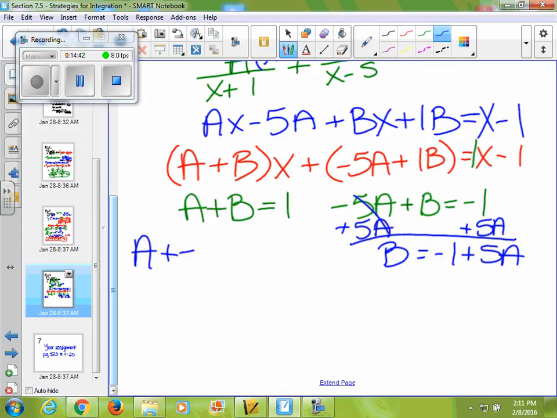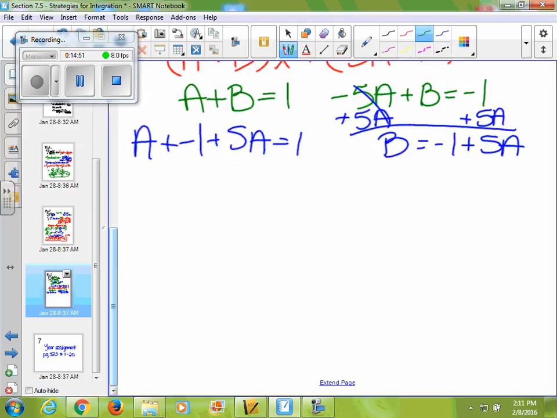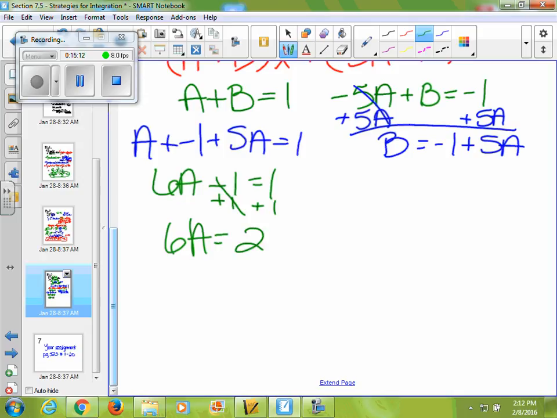So I get a plus negative 1 plus 5a equals 1. And combining my terms, I get 6a minus 1 equals 1. Yep, so we add 1 to each side. So 6a equals 2. So what does a equal? Yep, so 2 over 6, which equals 1 over 3. Okay. So then if I plug that back in up here, then I can solve for b.